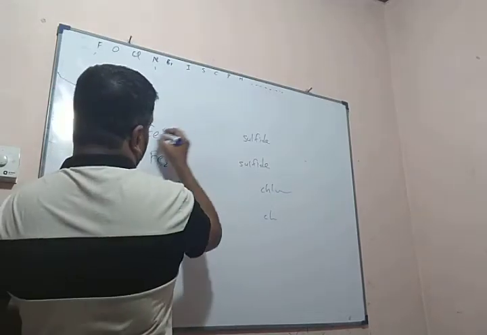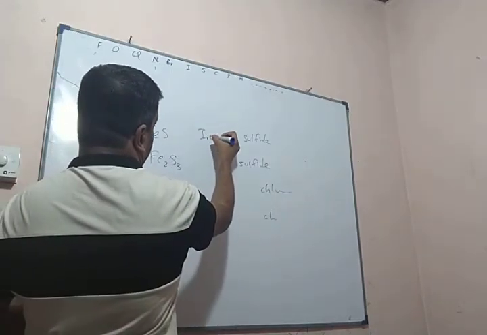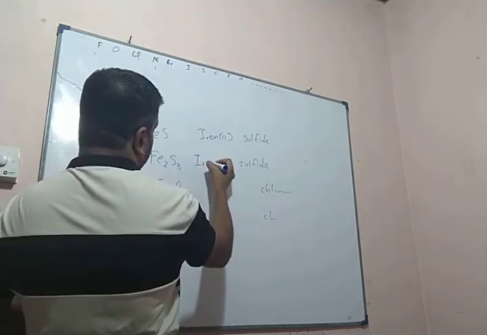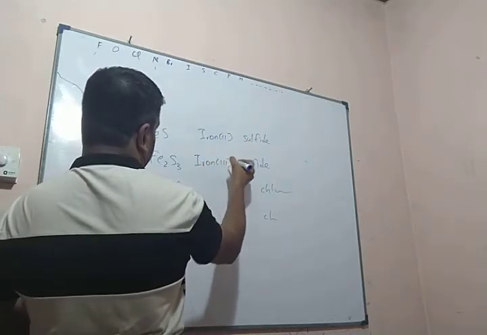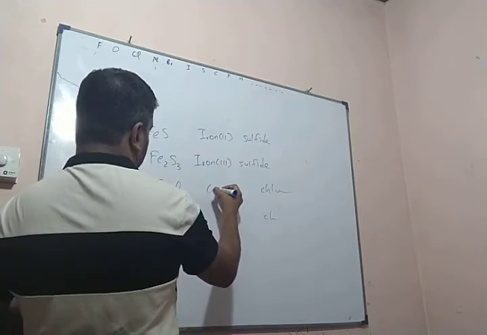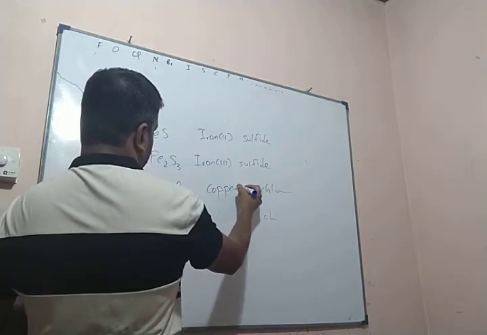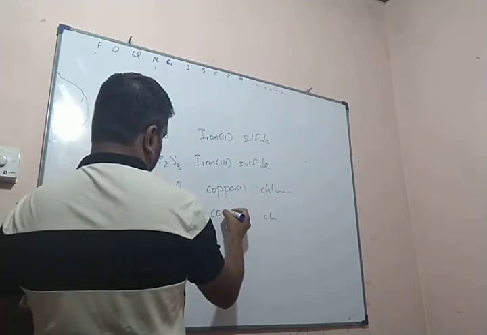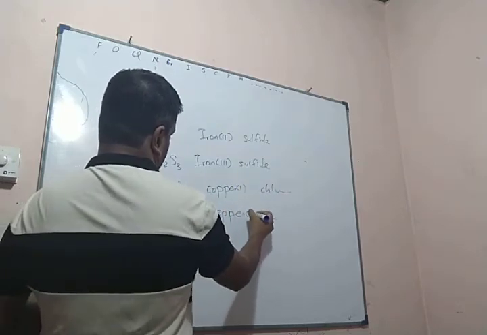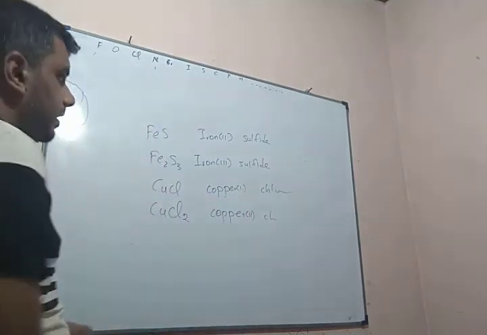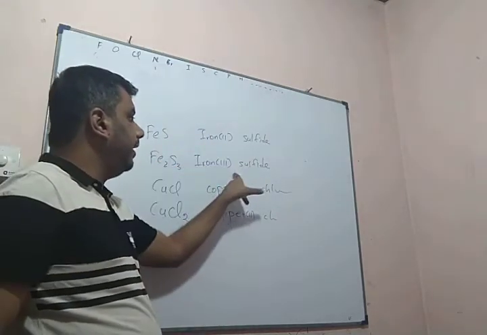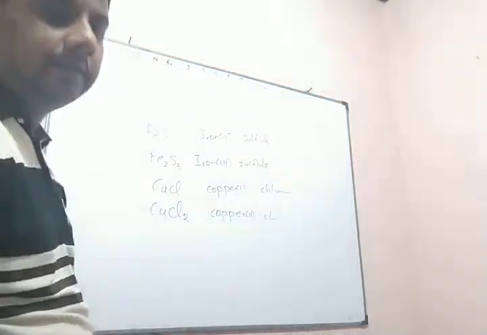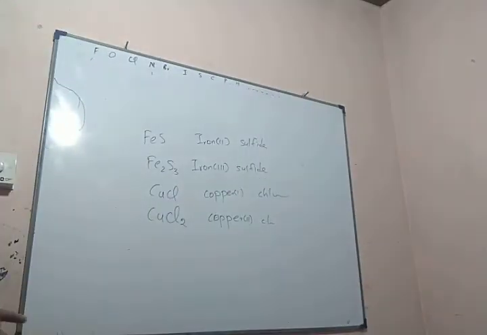Iron, Fe2 plus, iron 2; Fe3 plus, iron 3; copper 1; copper 2. This is the IUPAC name. Iron 2 sulfide, iron 3 sulfide, copper 1 chloride and copper 2 chloride.